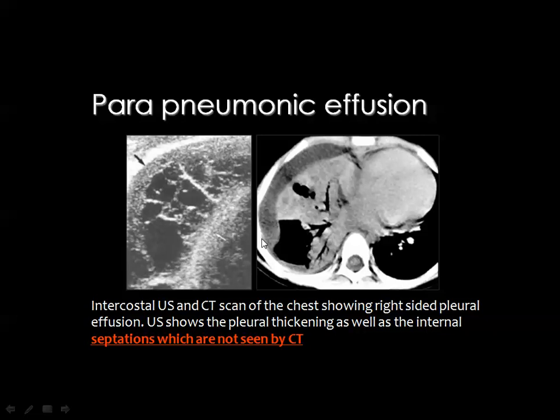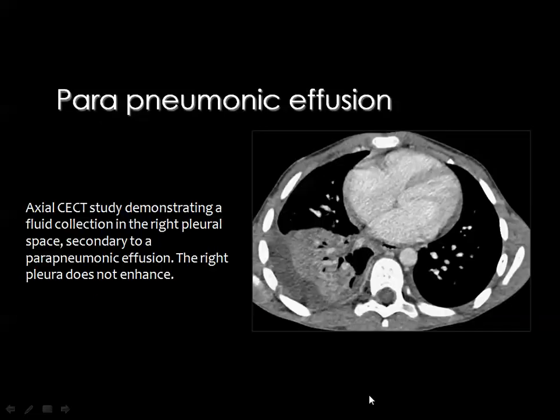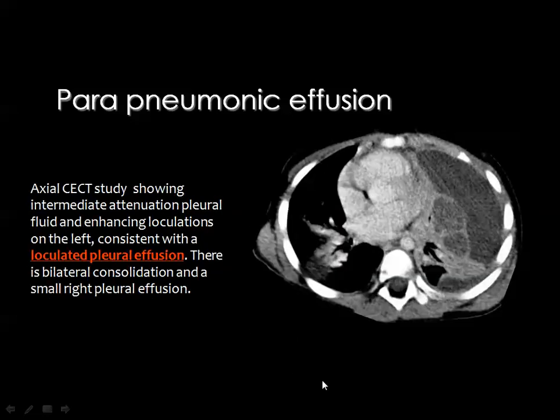Then ultrasound, besides its benefits, can also detect lesions which are not usually detected by CT, like these internal septations, which will affect the outcome of the percutaneous drainage of the fluid. And this is a CT scan of a patient with pneumonic consolidation in the right lower lung lobe, showing air bronchogram with the parapneumonic effusion.